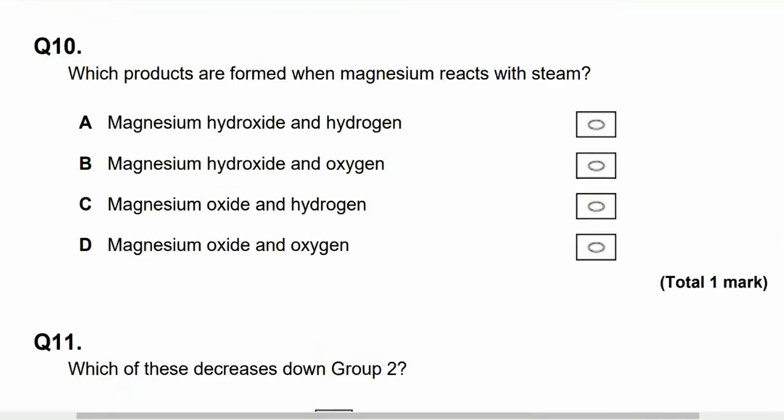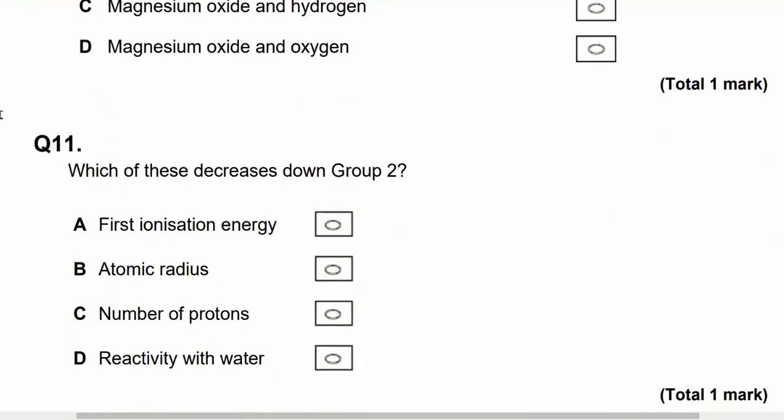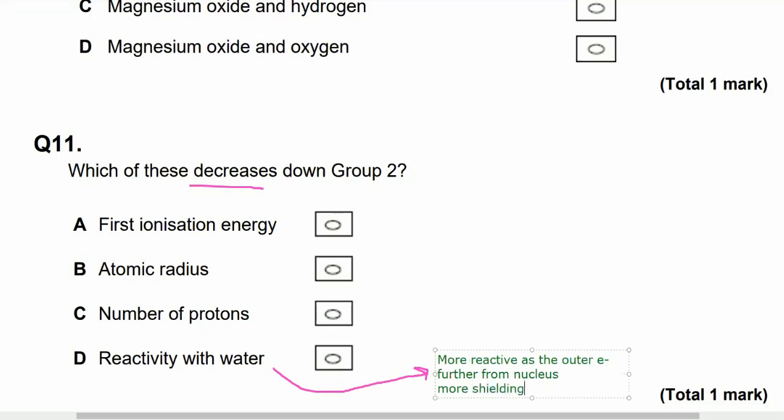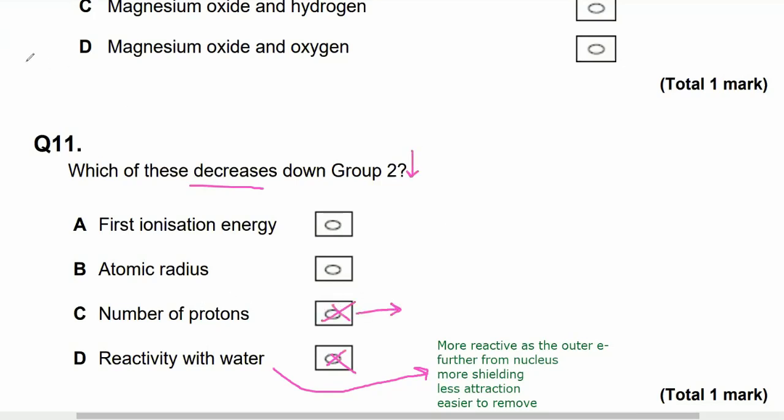All right, question 11. Which of these decreases down group 2? So is it the first ionization energy? Does that decrease as you go down a group? Yes, well, we'll look at that in a second. Let's start at the bottom here. That should give you a clue what the answer is. But is it the reactivity with water? Obviously, as we go down the group, the atomic radius gets bigger, the electrons become further from the nucleus, less electrostatic attraction. There's also more shielding, which further reduces the electrostatic attraction between the nucleus and the outer electron, meaning that there's less energy to remove that, so it's more reactive.